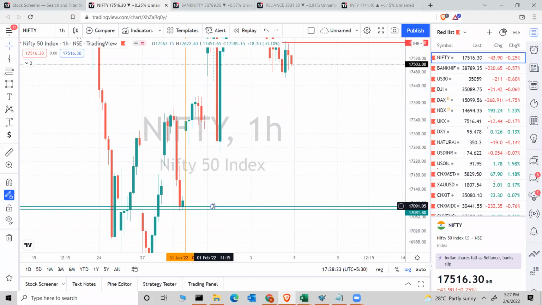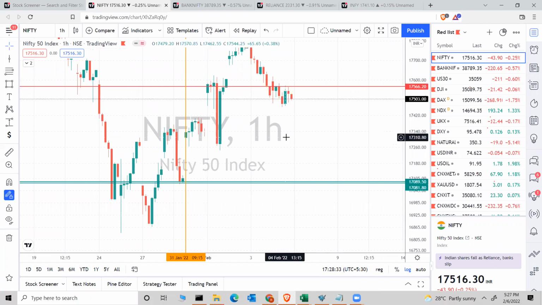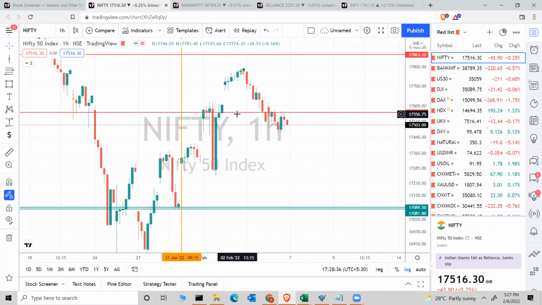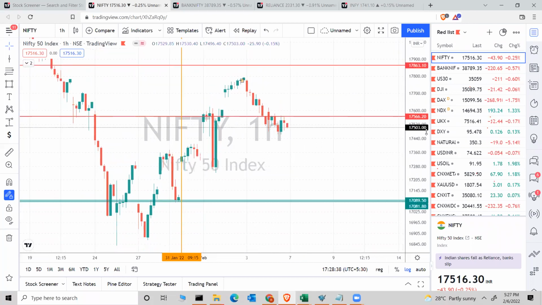If you're buying CE, your stop loss should be the line below, which is just 10 points. Keep 10 points as a stop loss, buy and forget it. Just wait and see, it will go and touch resistance 1.